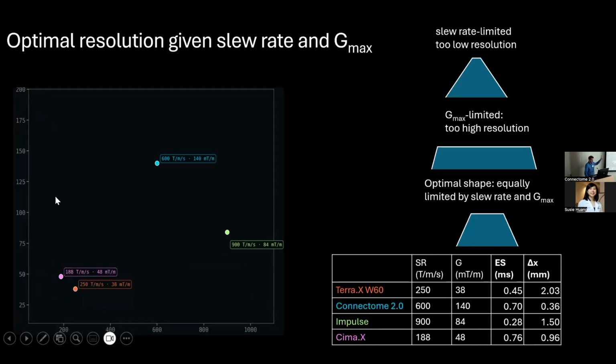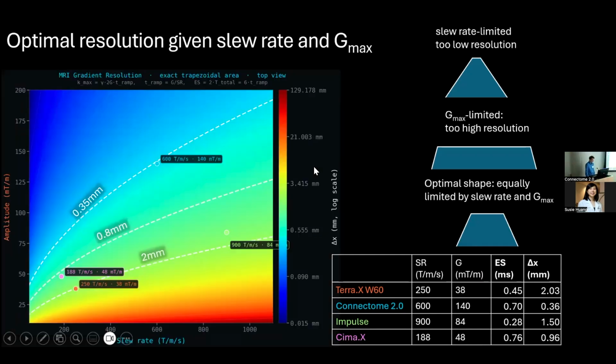And now I want to blow it up, going up to 200 slew rate. And I can see which scanner benefits me having this optimal shape where I'm neither slew rate nor amplitude limited across these different scanners. So imposing here the optimal resolution. For example, for the Connectome scanner, it's really a mesoscale scanner. It has this kind of shape when you use a resolution in EPI of 0.36.